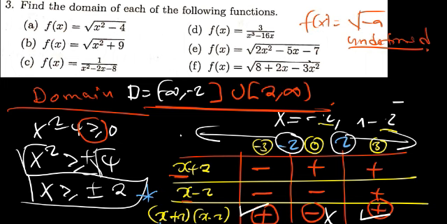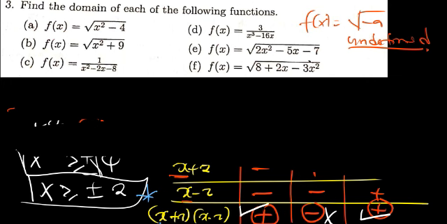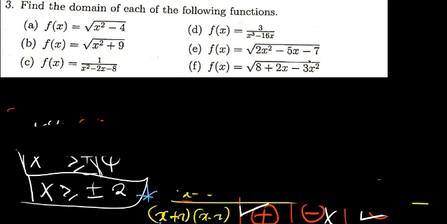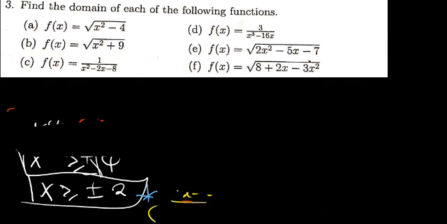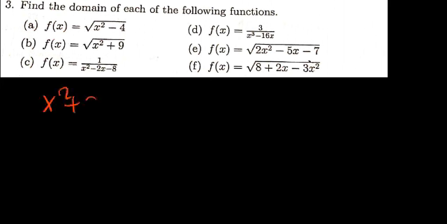Based on this, I believe you can manage to solve part 2, which is B. It will be the same as long as you've got more than one solution. It's an inequality. Put it on the table, find the solution that is going to satisfy the function. So let's now do this one. So the domain is x squared plus 9 greater than or equal to 0.